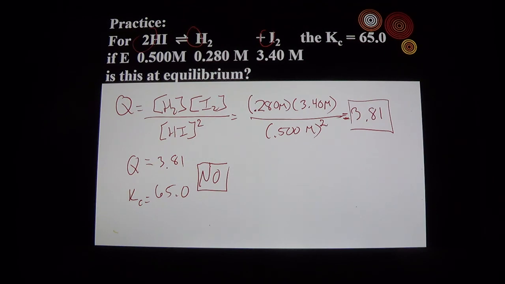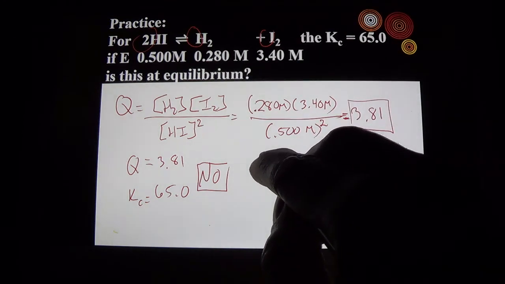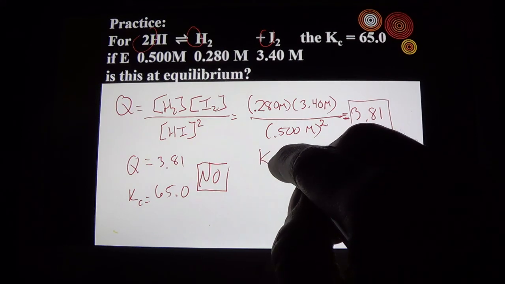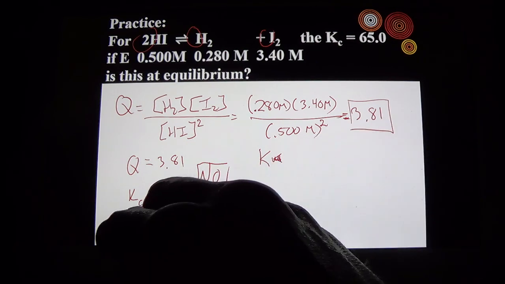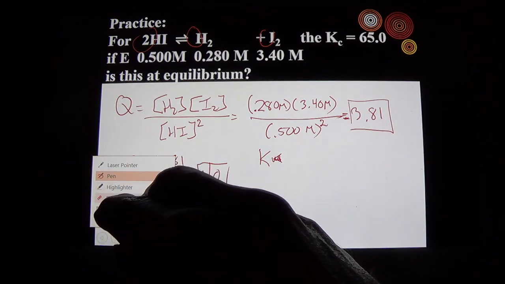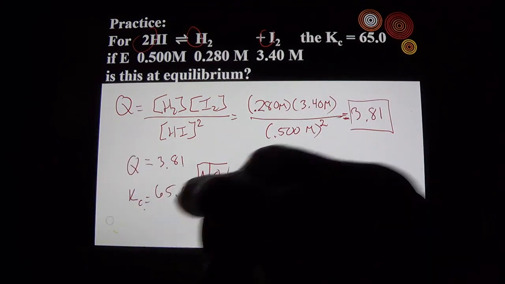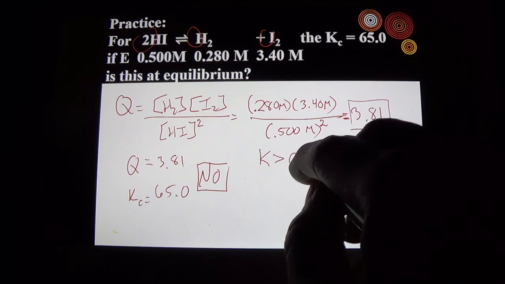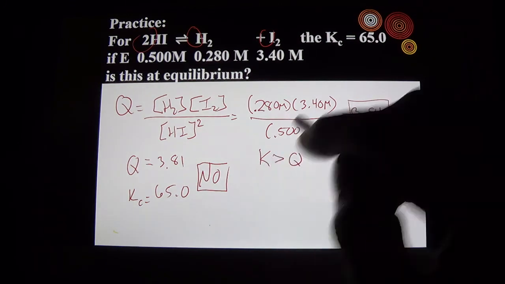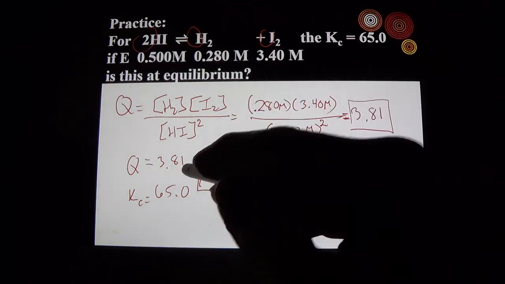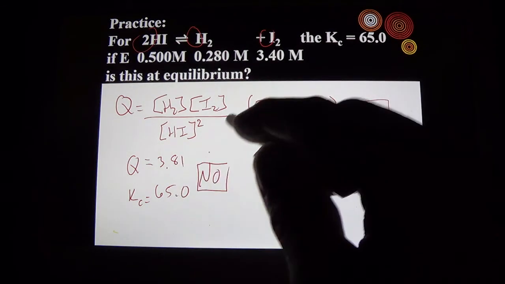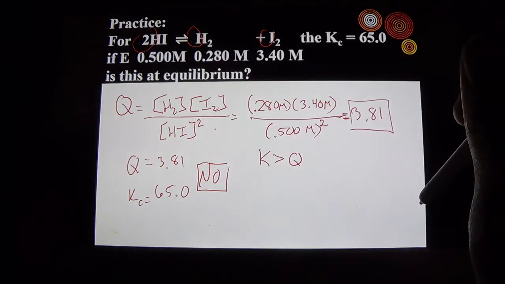Now let's ask the next question. What would have to happen to get it to equilibrium? My Q is less than K. And if this helps, if you always put your K, wow, it would help if I didn't mess that up. Let me erase that, sorry. Okay, Q is less than K, and I don't know if this is going to help you or not. I'll show you in a minute. Q is less than K. So what needs to happen in order for Q to equal K? I need a bigger number. I need more numerator, less denominator.